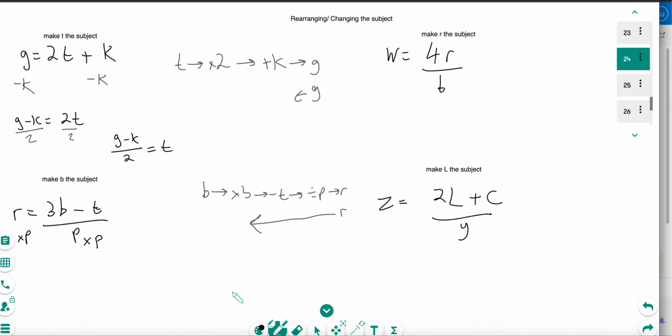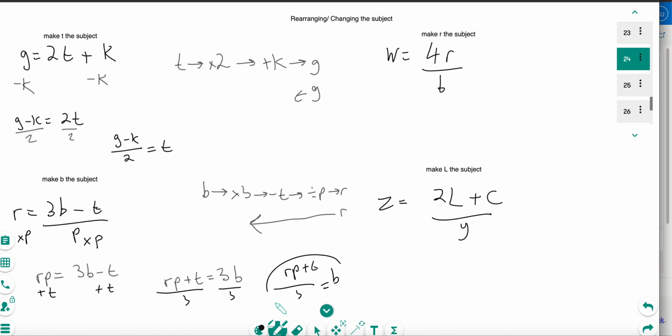Balance it out. So on the left-hand side is rp. On the right-hand side, the divide p and times p disappear. So we're left with 3b minus t. Then b is being multiplied by 3, then subtracted by t. So we're going to work backwards and get rid of that minus t by adding t. So on the left-hand side, we have rp plus t, equals, the minus t and plus t cancel out. So we're left with 3b. Then b is being multiplied by 3. I'm going to divide by 3. So our answer is rp plus t, all over 3, equals b. And we've made b the subject.